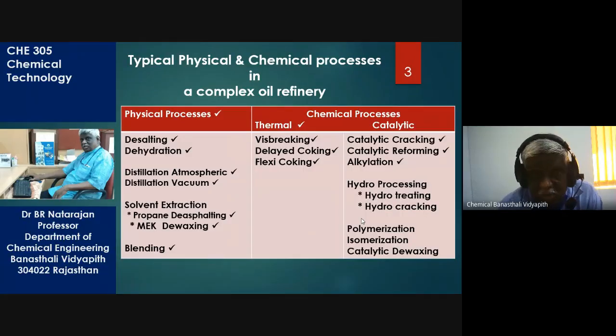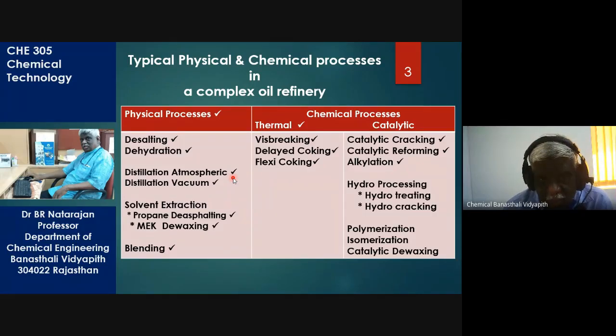So far in the petroleum industry, we have seen the upstream processes, where we had a glance at the exploration and production of oil at the oil well. Then we came to the downstream processes, in which we looked at the physical processes and the chemical processes. In the physical processes, we saw desalting, dehydration, atmospheric distillation. I told you to find out why it is called atmospheric distillation, even though the pressure is not atmospheric. Try to find out.